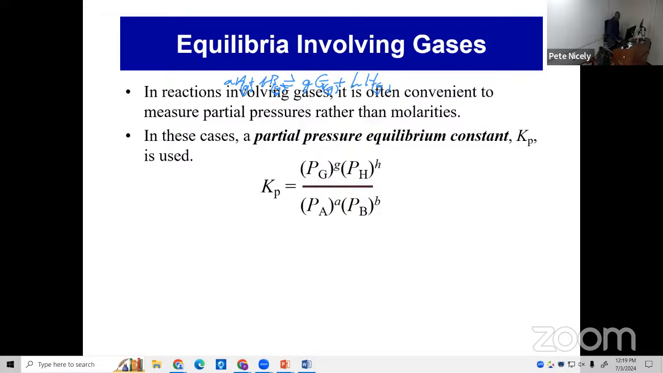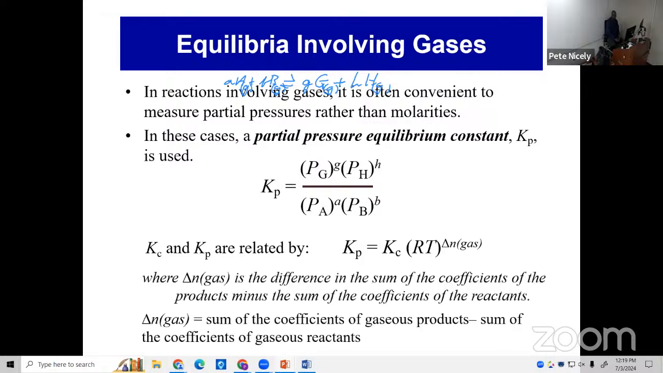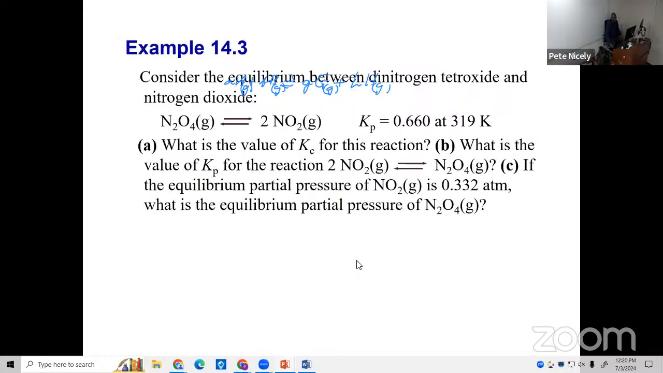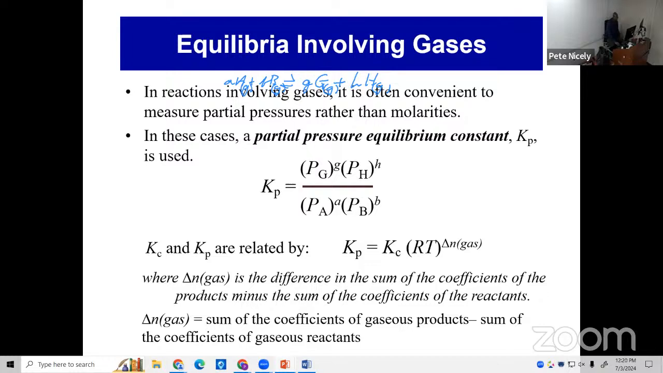Now there's a relationship between Kp and Kc, and that relationship is given by this equation right here. Kp is equal to Kc times RT raised to the delta n. The R that you're going to use in this equation is the R that you would have been accustomed to from your Chem 1.